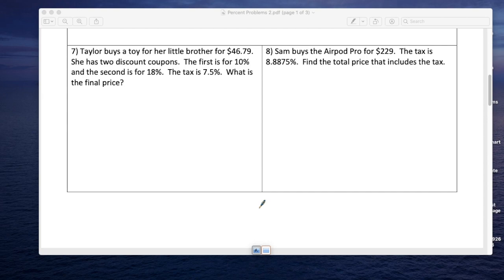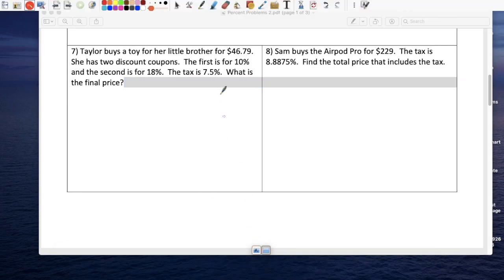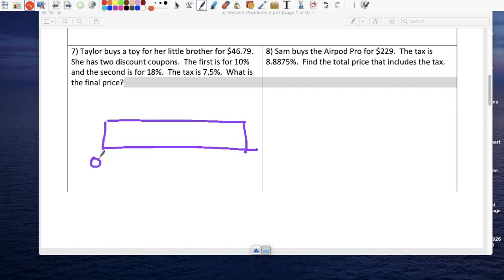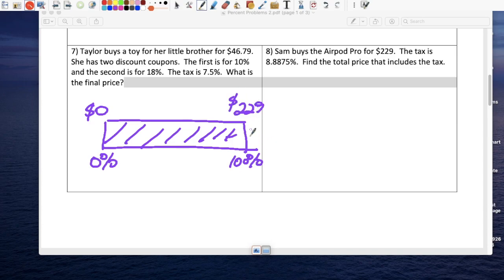Number 8. Sam buys the AirPod Pro for $229. The tax is 8.875%. What's the total price including the tax? So this includes the tax. So this one is a nice one because here is the bar model. 0%, 100%. So I am at the moment responsible for all this, 100%. And 100% is $229. That's what I have to pay. But they're saying that I have to pay taxes.